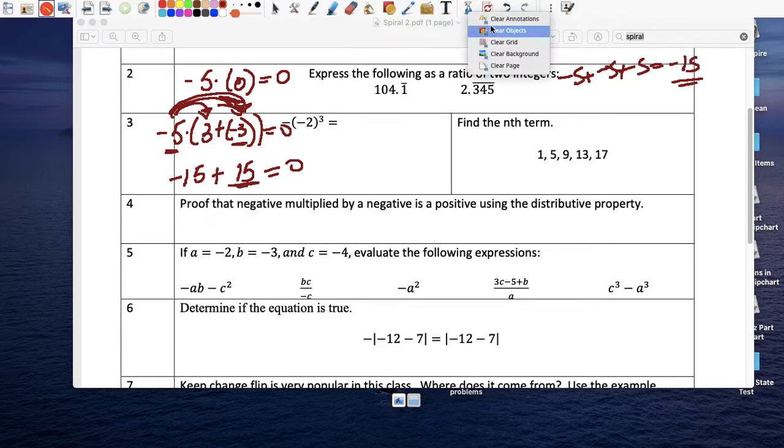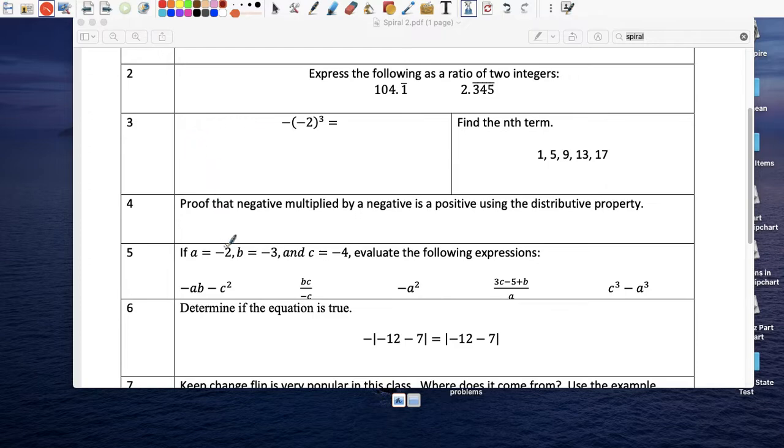Okay, so number 5 is just substitution, evaluating. So A is negative 2, B is negative 3, C equals negative 4. So let's replace A. Let's do this first one here. That minus sign is already there. Negative 2 times B, which is negative 3, minus C, negative 4, over 2 to the second power. That's what it looks like with substitution.